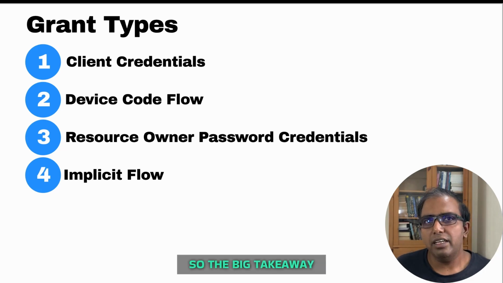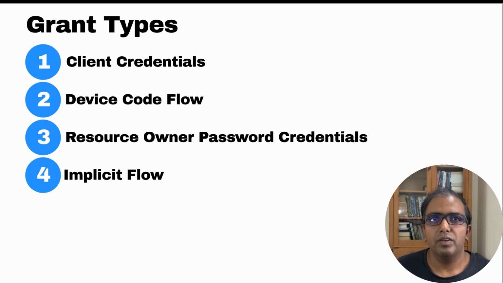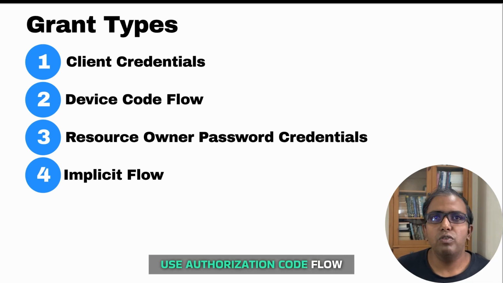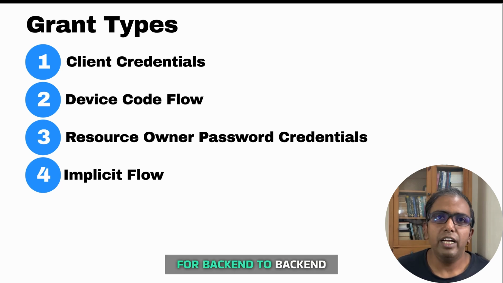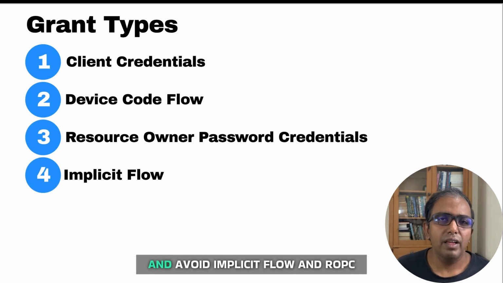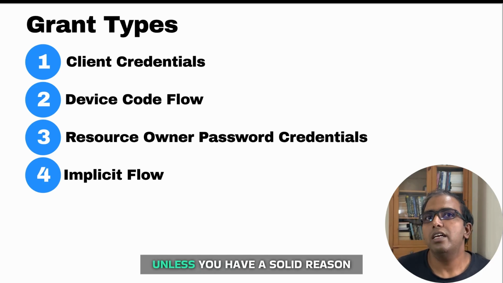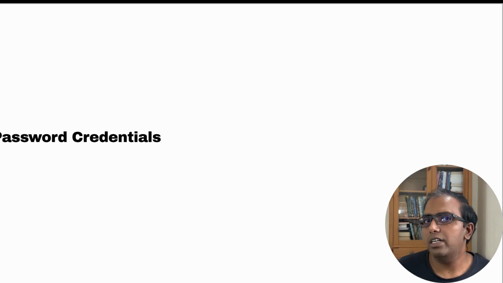So the big takeaway is that for backend web apps, use authorization code flow with client secret. For single-page applications, use authorization code flow with PKCE. For backend to backend, use client credentials, and avoid implicit and ROPC unless you have a really solid reason.